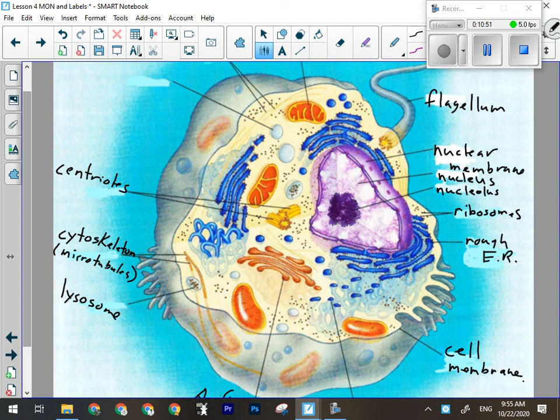Then we have this empty little vacuole-looking thing. That is a peroxisome. It contains the digestive enzymes, but there's no food in it, so there's no digestion going on yet. It will become a lysosome if it merges with a food vacuole.